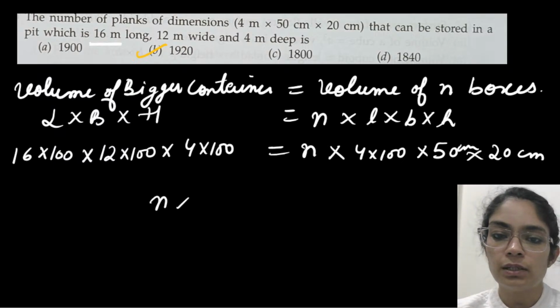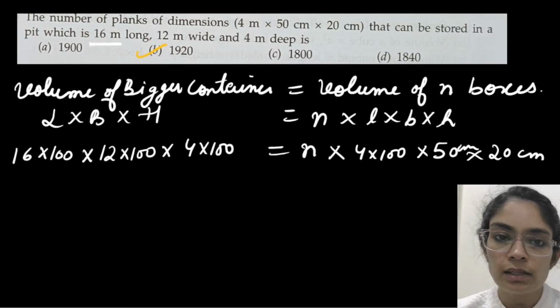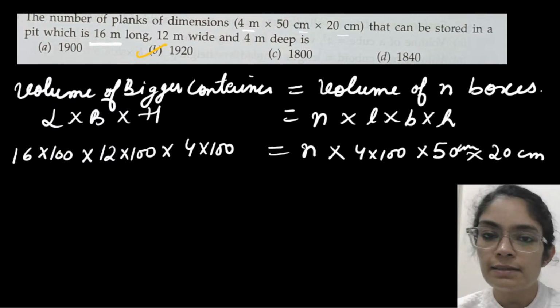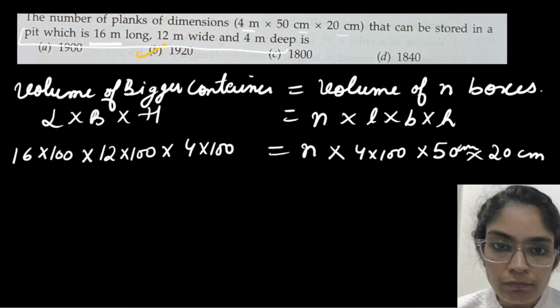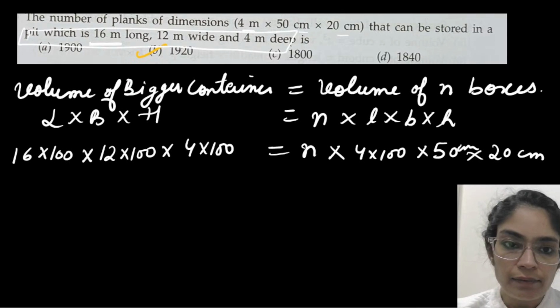Now I just substituted. The length value given to us is 16 meter. I also converted because the units were not the same. Here it is meter, here centimeter, again here the units are meter. So wherever meter is there, I converted meter to centimeter. This is the pit in which we are keeping those smaller boxes. Number of planks means boxes only. So here I have substituted this.